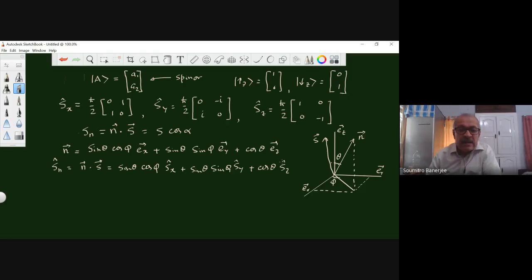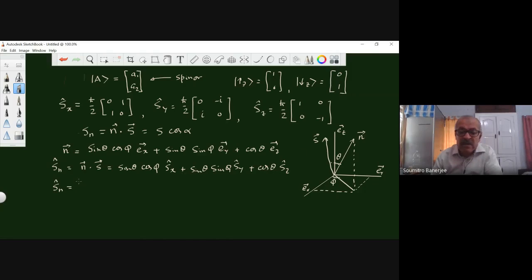So then Sn, what does it signify? It signifies that I am trying to figure out the operator that will tell me the spin component in the n direction, because my Stern-Gerlach apparatus is oriented in any arbitrary n direction, and my spin vector is in the s direction. So this has to be obtained, and that is then expressed like this. So Sn is obtained as this is here, and this is here.